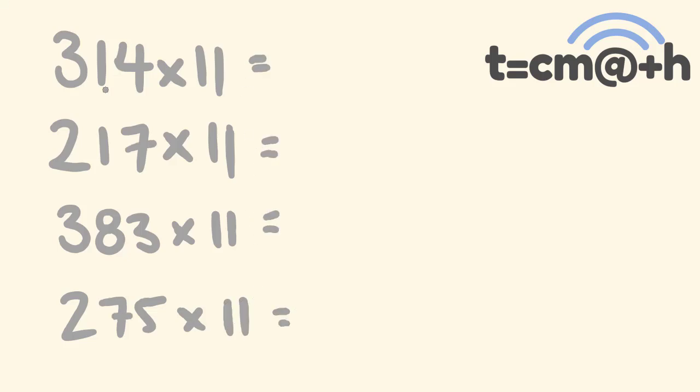Okay, so how did you go with those? Let's go straight into them. These first ones, now look, they're going to be pretty easy. There's going to be no carrying involved. I'm going to do them left to right. Really easy to do in your head. So the first part of our answer is going to be a 3. 3 plus 1 is 4. 1 plus 4 is 5. And the last part of our answer is a 4. 3,454.